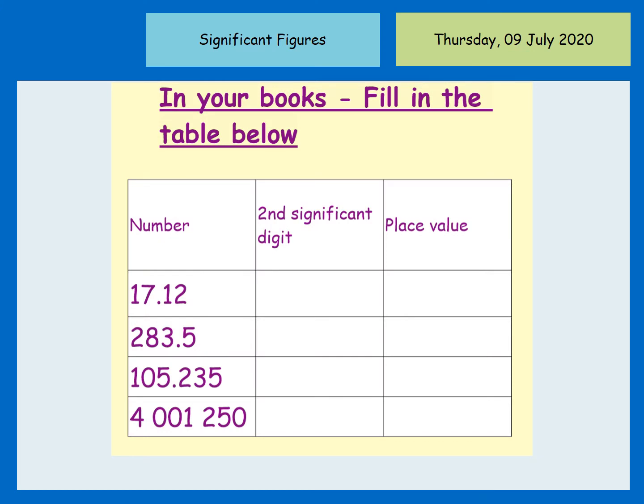Now that we've learned to round to one significant figure and identify the first significant figure in a number, we're now going to look at identifying the second significant figure in a number. So here you'll see we have a table. What it's asking you to do is identify the second significant figure in each number. I'm not going to give you any more information than that just yet, and I would like you to see if you can figure out what the second significant figure in each number would be.